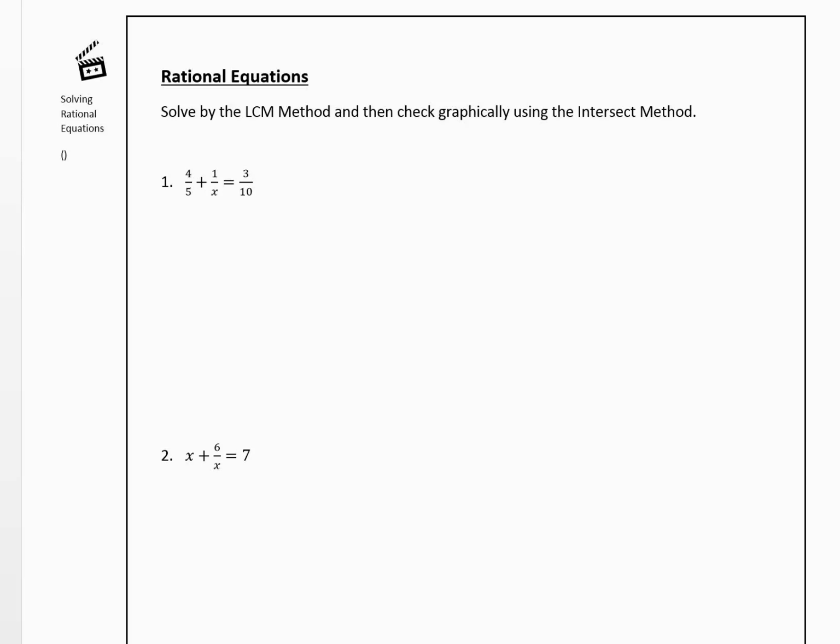Okay, in this video we're going to talk about how to solve rational equations. So these are equations that have fractions in them. And what we want to do is multiply every term by the LCM of the denominators, the least common multiple of the denominators.